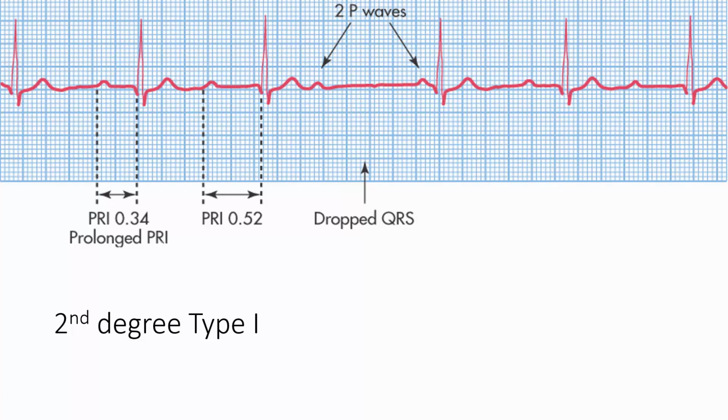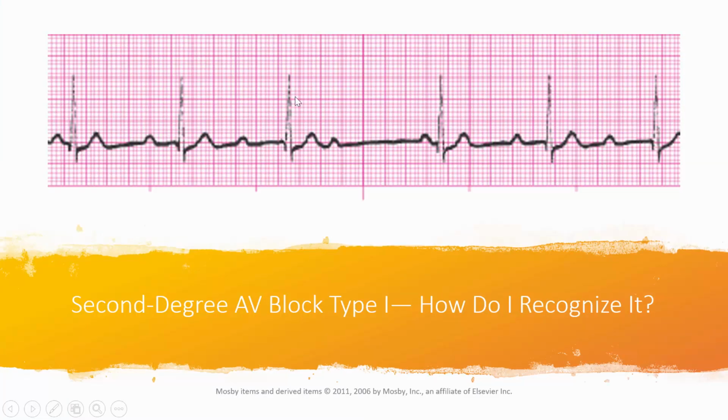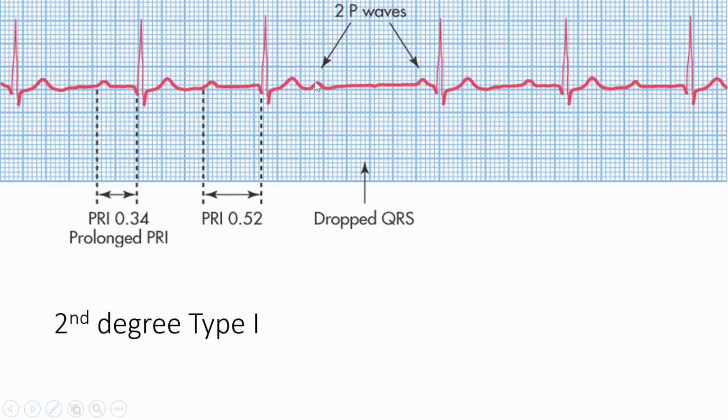Let's compare it with the other ones. So then I go to the next PR interval. Well, wait a minute, look, it's longer than what it should be. And I have it clearly marked out for you. This PR interval is 0.34. This one is 0.52. So my PR interval is getting longer. And then here's my P. But look, I dropped a beat, so I don't have a QRS complex. So I can't measure a PR interval right here.